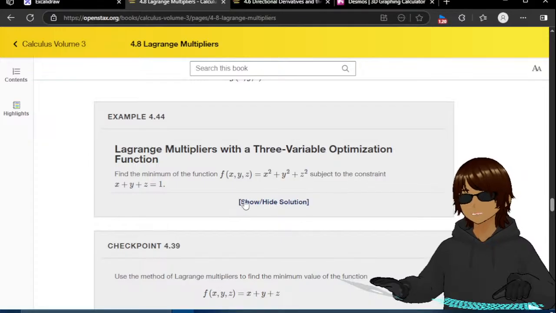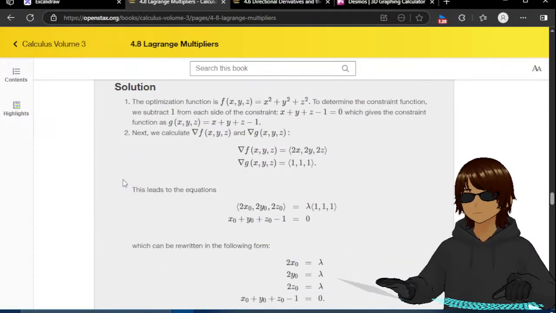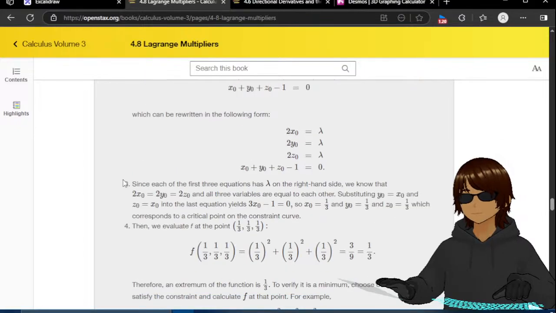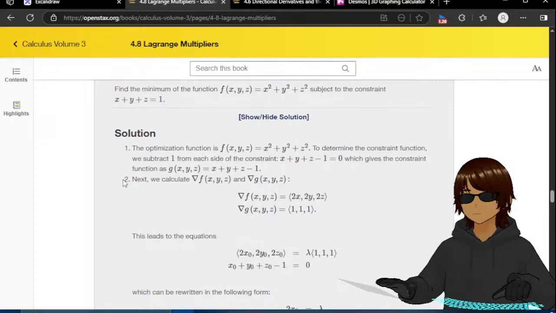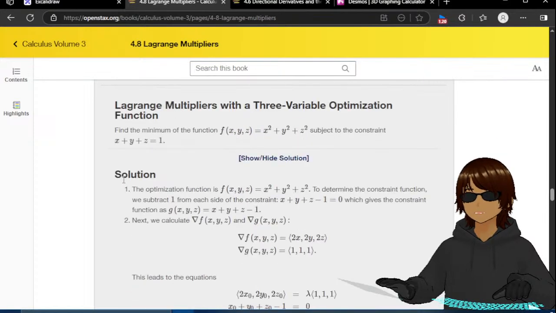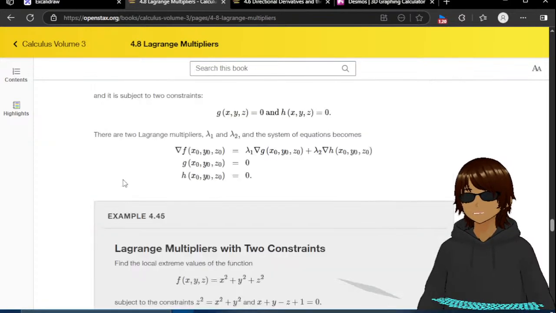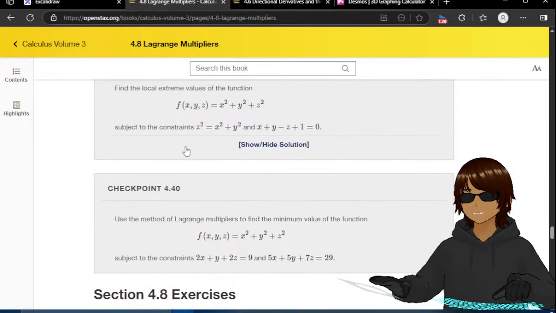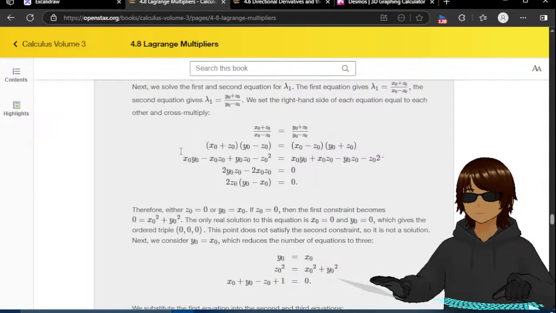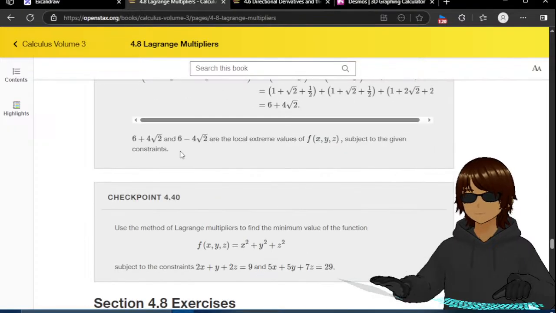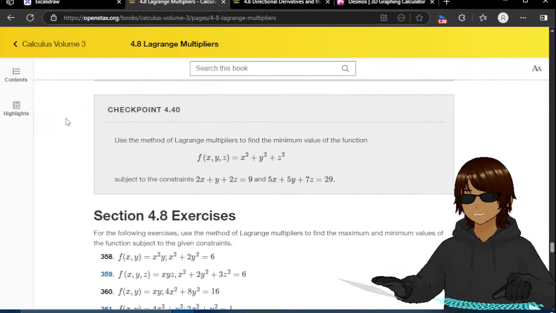Let me just read how they did this. Well, here they used 1, right? And here they have 2 constraints. Okay. I'll read more of it on my own.